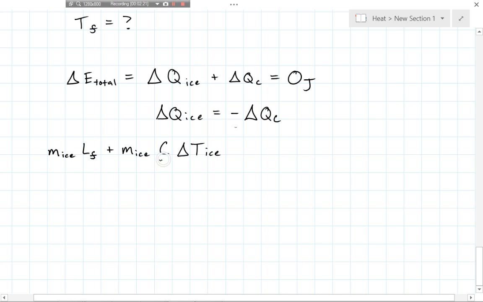And I'm just going to leave the specific heat as a C because the specific heat is the same for the ice and the coffee. And the change in the heat of the coffee, so we have minus that, it's going to be minus the specific heat of the coffee times the mass of the coffee times the change in the temperature of the coffee.